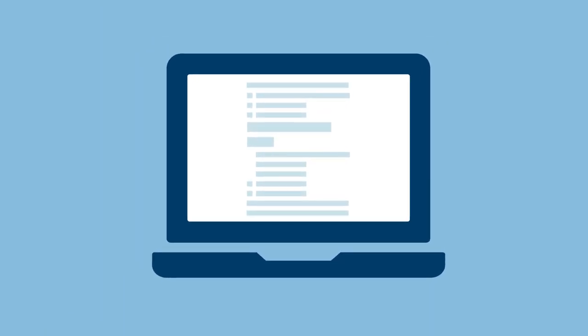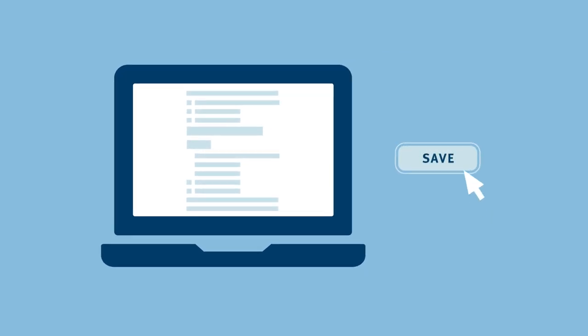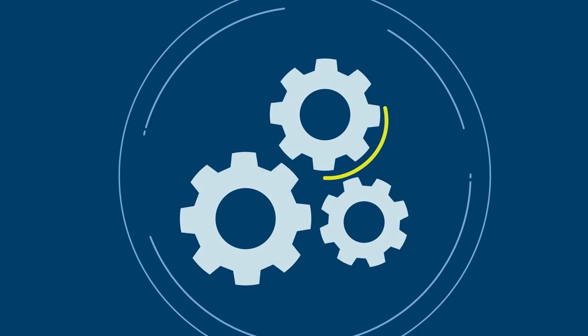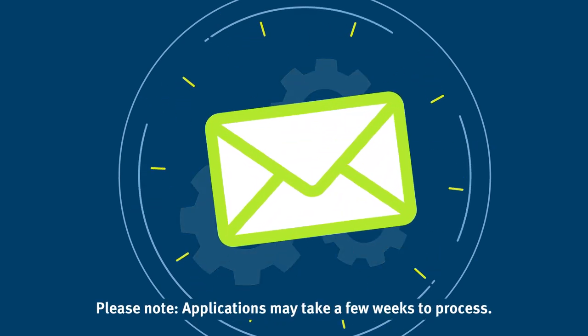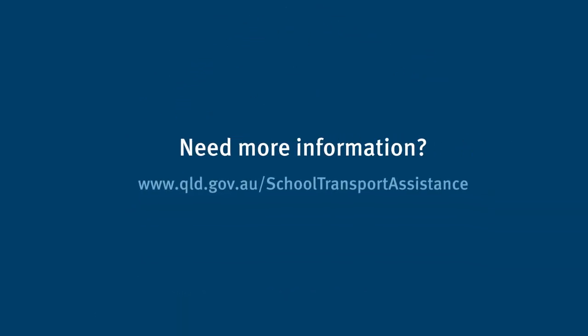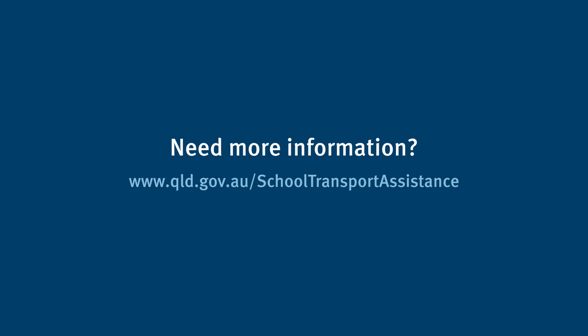Don't worry if you can't complete the form all at once. You can save your details for up to 7 days. Once it's submitted, you'll be given an ID number to keep track of your application. When it's been processed, you'll be notified of the outcome. Our website has all the information you need, so let's get started.